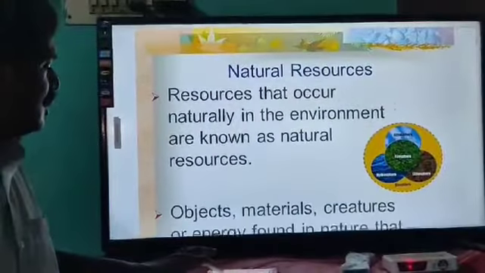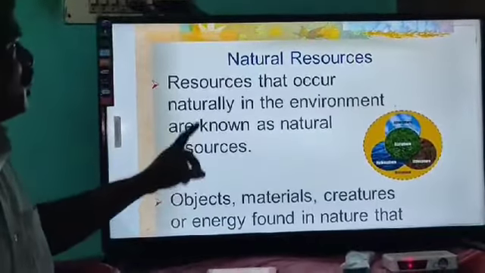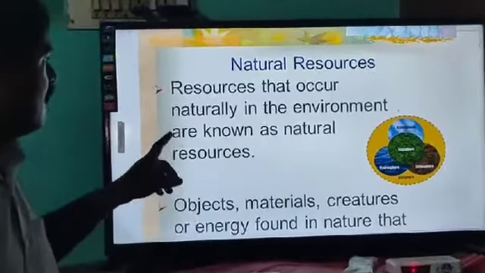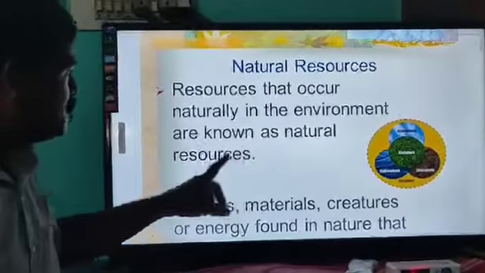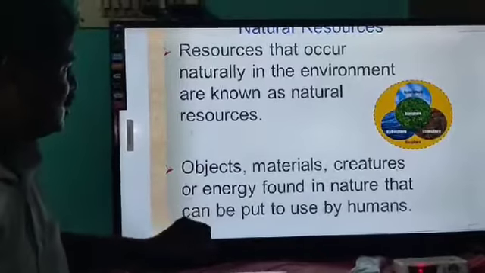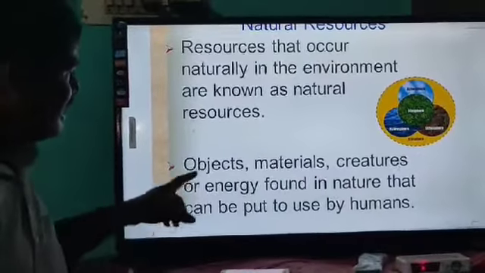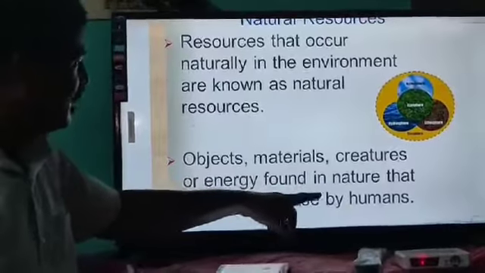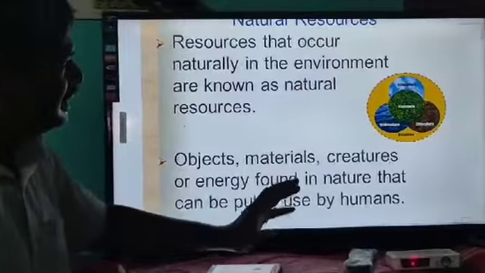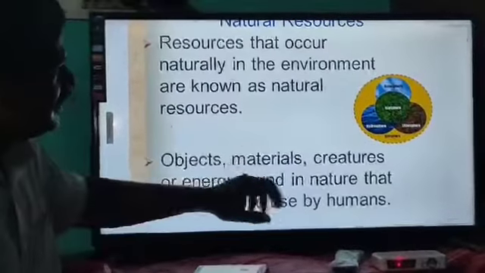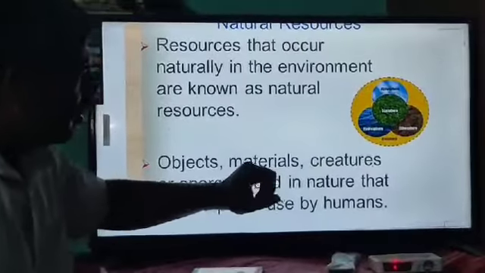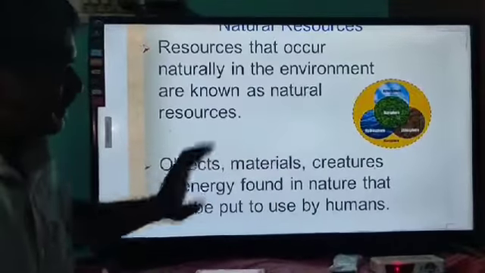Natural resources, resources that occur naturally in the environment, are known as natural resources. They are objects, materials, creatures or energy found in nature that can be put to use by humans. See the picture: the ecosphere, atmosphere, hydrosphere and lithosphere all are having the biosphere.